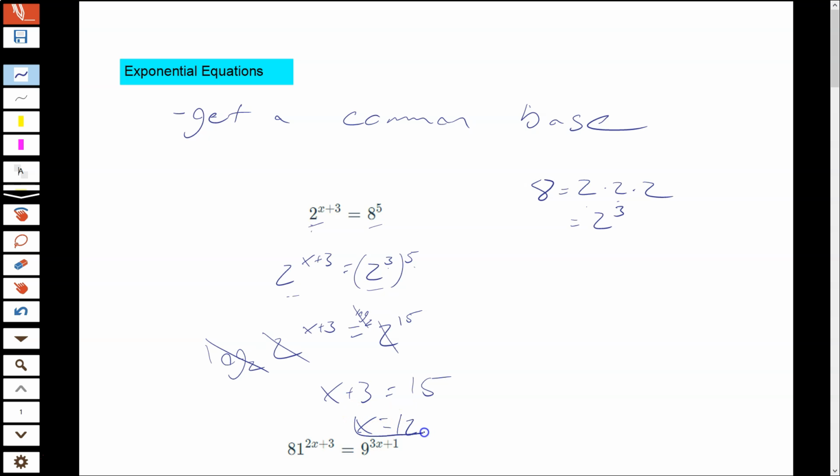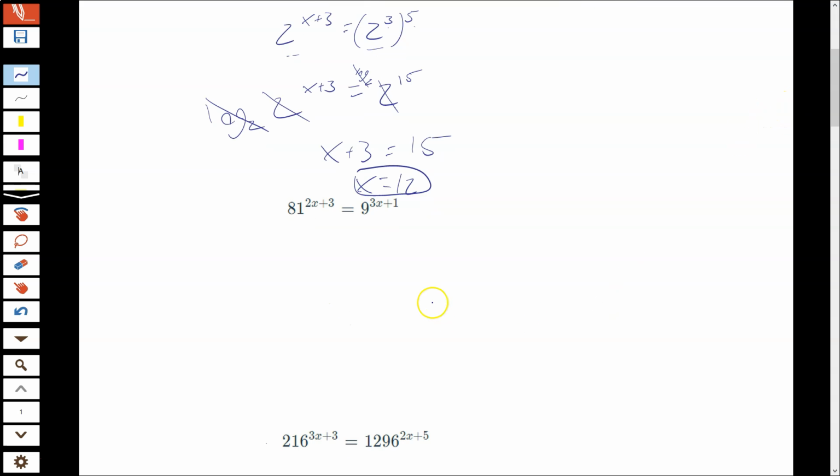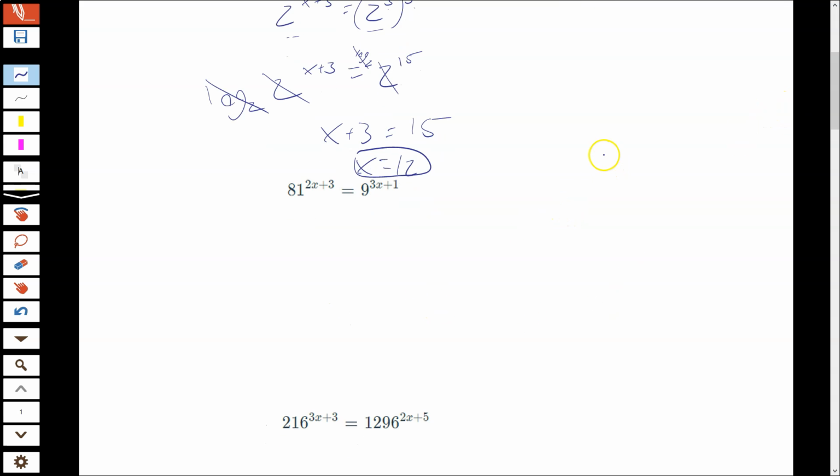It equals 12. Okay. So once we've gotten a common base, we're going to take the logarithm of both sides. And what that actually looks like in practice is we can, I should say, set the exponents equal to each other and then solve. Okay. So those are our moves here. We'll do one more easy one, and then we'll tackle a kind of a scarier looking one down here. All the same steps though.